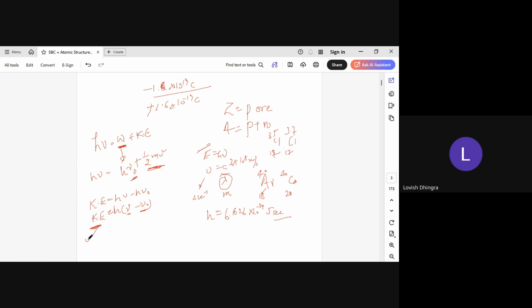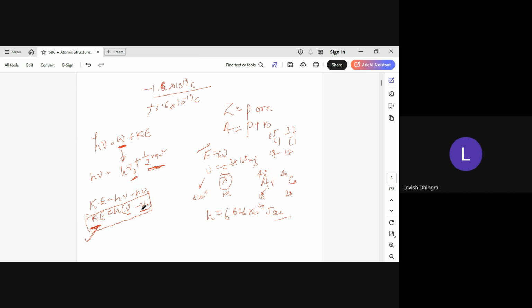Is this clear? Yes, sir. So if the question asks for the maximum kinetic energy, this is the formula, you find the maximum kinetic energy: h into nu minus nu naught. Any doubt? No, sir. So, the hydrogen spectrum.